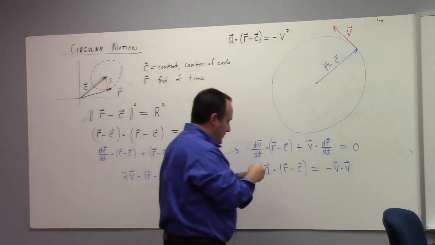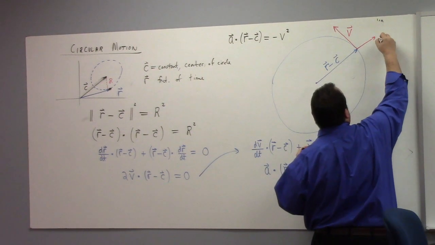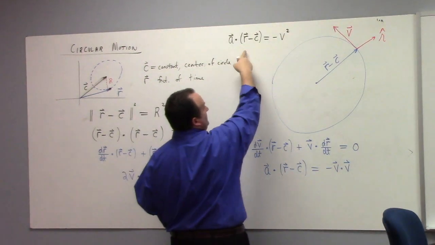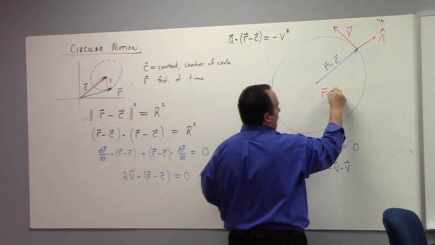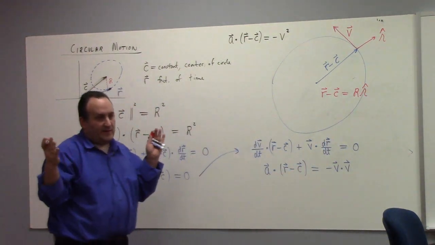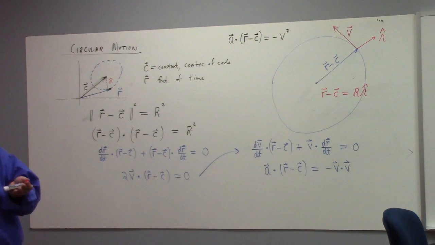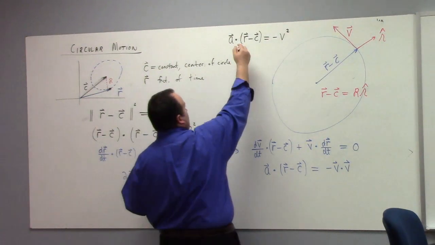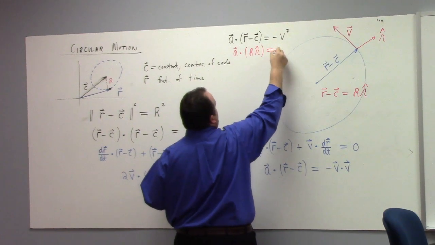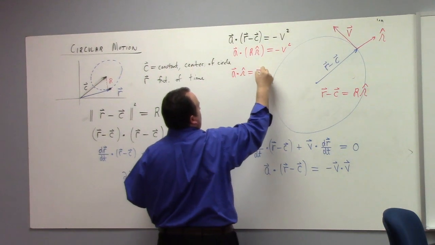Well, if I invent a new notation here, just for the sake of our discussion, let's call a unit vector that looks like this direction here script r hat. Then this r minus c I can rewrite as r times script r hat, because its length is r. By definition, it's on a circle. I'm saying that the direction of the radial vector is script r hat, just to give it a name. And so what this says is a dot r script r hat is equal to minus v squared, which then says that a dot script r hat is equal to minus v squared over r.